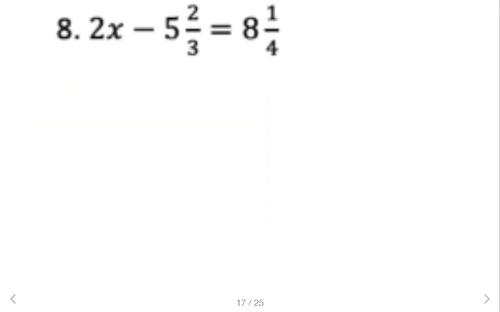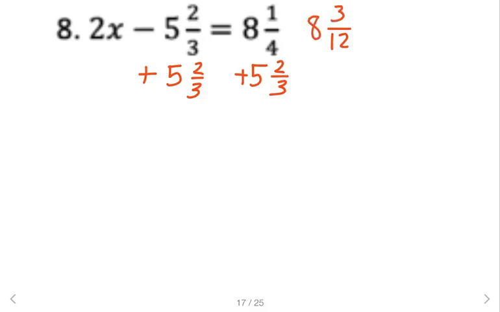All right, this one is really just a two-step equation, but it is a little bit more complicated because we have these mixed numbers. So to get rid of minus 5 2/3, we'll add 5 2/3 to each side. Now we've got some fractions, but they don't have the same denominator. So let's get a common denominator. We can choose a common denominator of 12. 4 times 3 is 12. 1 times 3 is 3. So we could write it as 8 3/12.